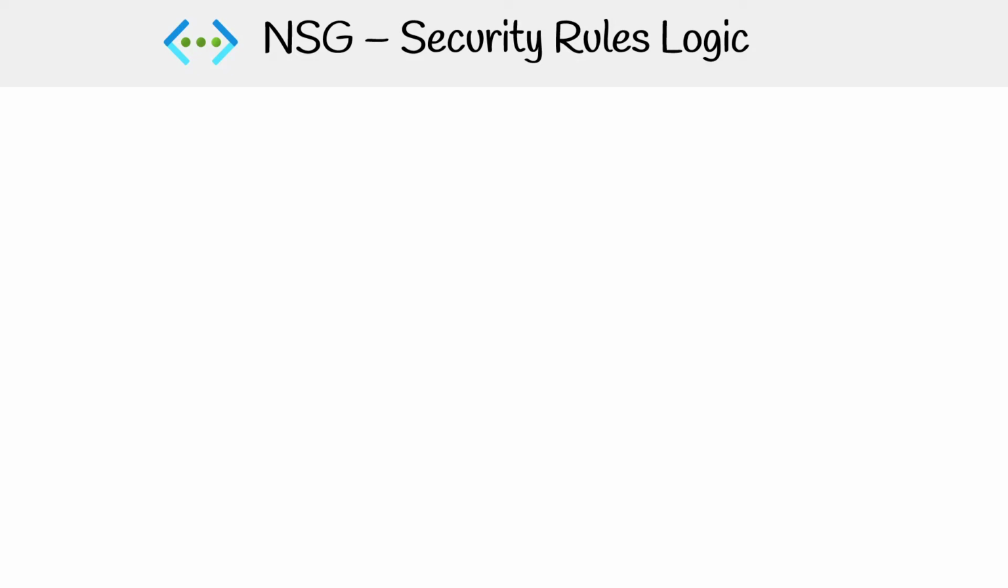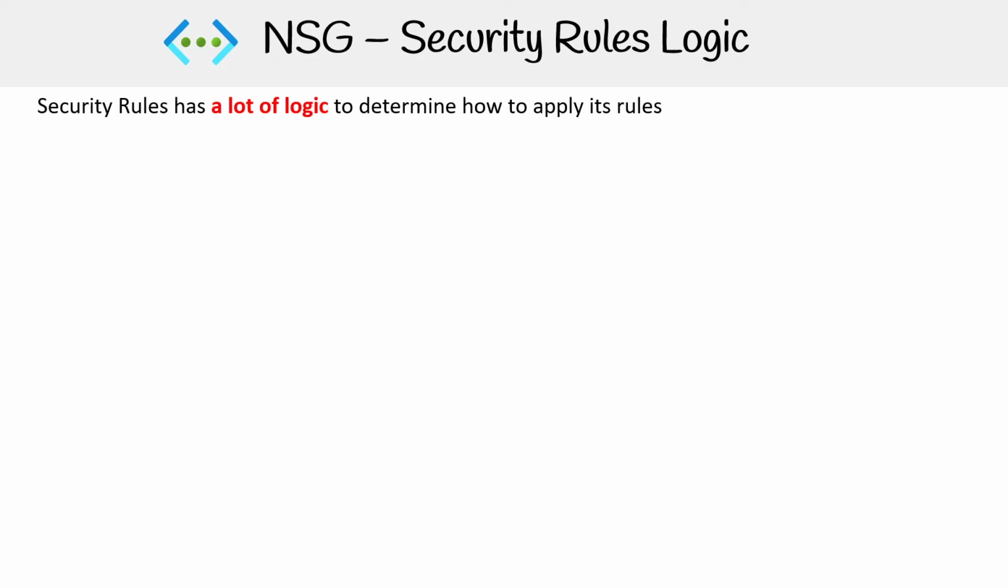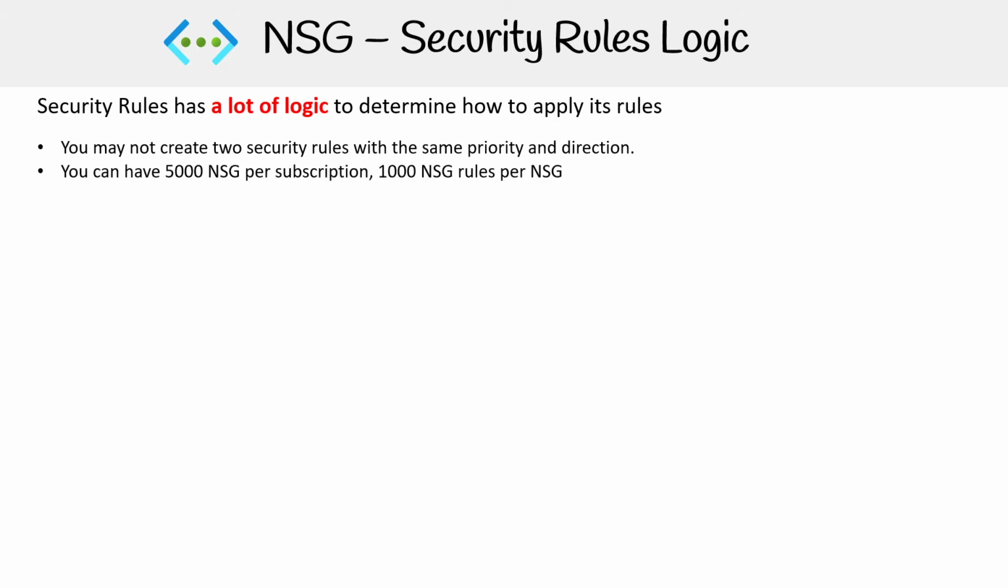Let's take a look here at the logic for security rules, and there's a lot of logic here, so we'll work our way through it. Unfortunately, there's no fun way to visualize this, so we just have to work through the text. You may not create two security rules with the same priority and direction. You can have 5,000 NSGs per subscription and 1,000 NSG rules per NSG.